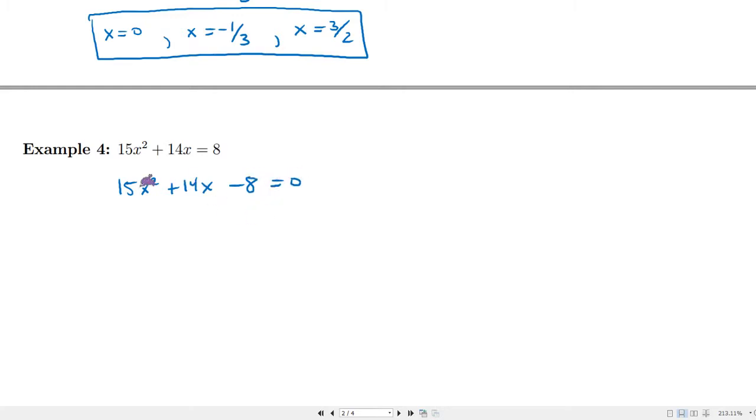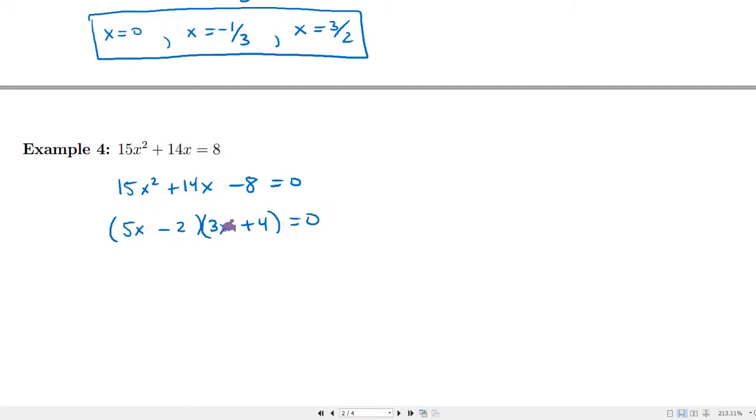And what can we factor out? Well, these two don't have any common factors other than 1, so the best we could do is try to factor, just explicitly the way that it is. So 5x, 3x, minus 2, and plus 4. So let's see if that works.